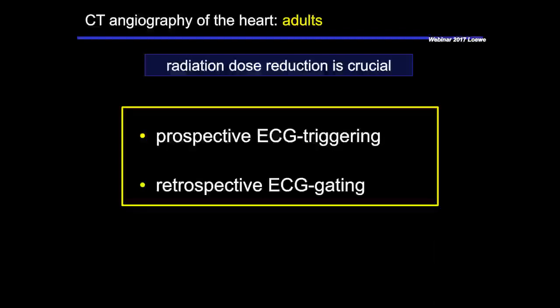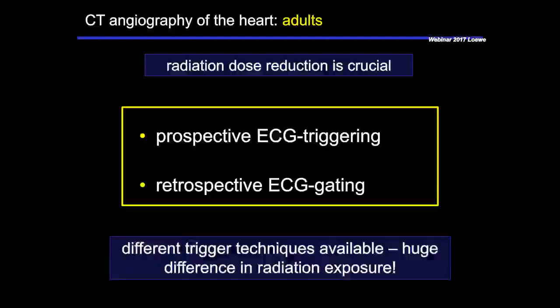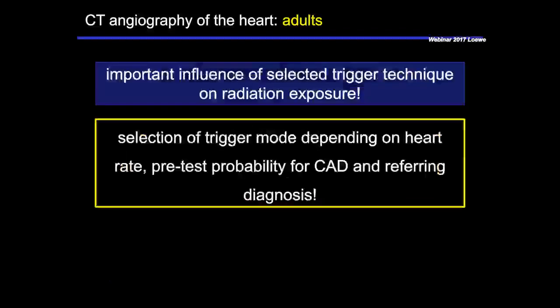So we have heard in the previous module that the selection of the triggering mode is really the most important thing. It has a big impact on the radiation dose exposure to the patient if we are going with a prospective or a retrospective ECG gating technique. They are really combined with a huge difference in the radiation exposure. And the selection of the trigger mode depends mainly on the heart rate of the patient, but also on the predisposed probability for coronary artery disease and the referring diagnosis.